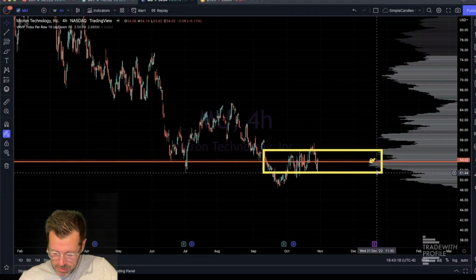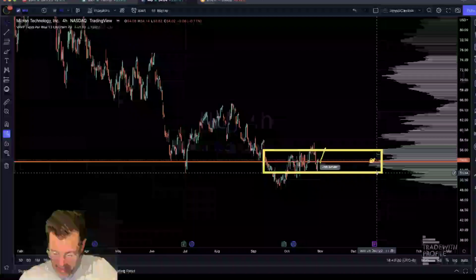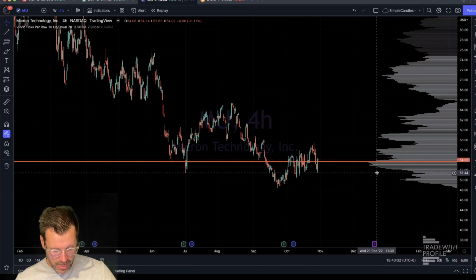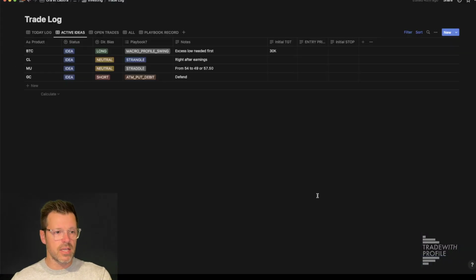I expect it to increase, but I'm expecting Micron to at least test the sides of this range. So I look to put it on if we open at 54 and take it off at either a test of 57 or 49 in the next couple weeks. So we'll price that one out beyond that, looking for that one.